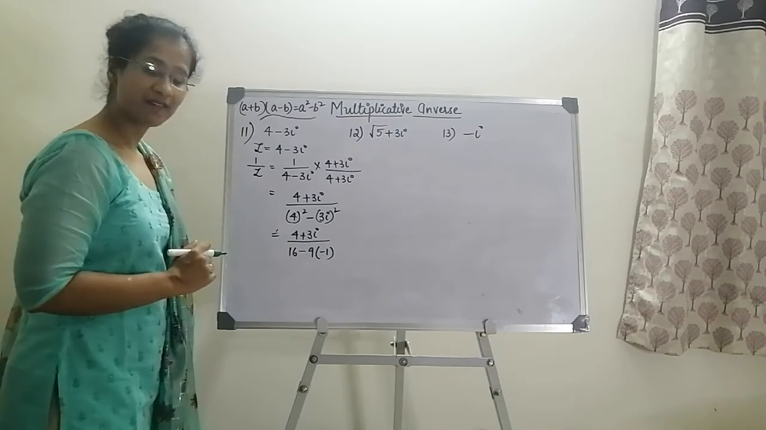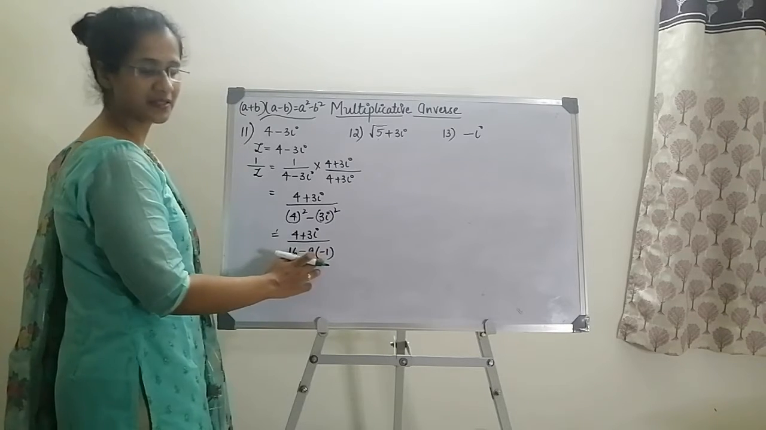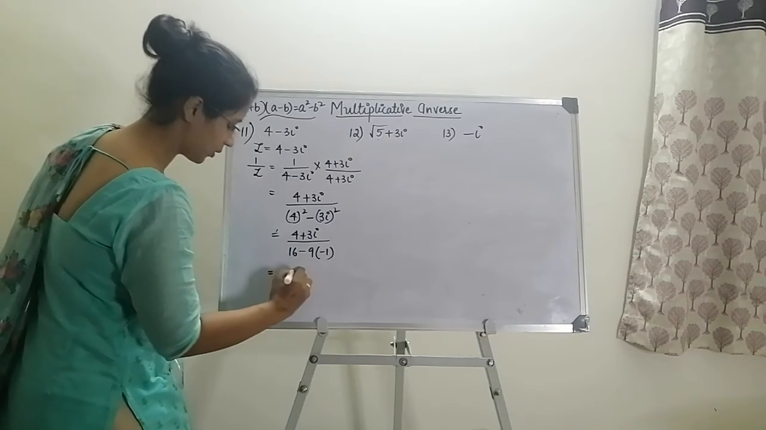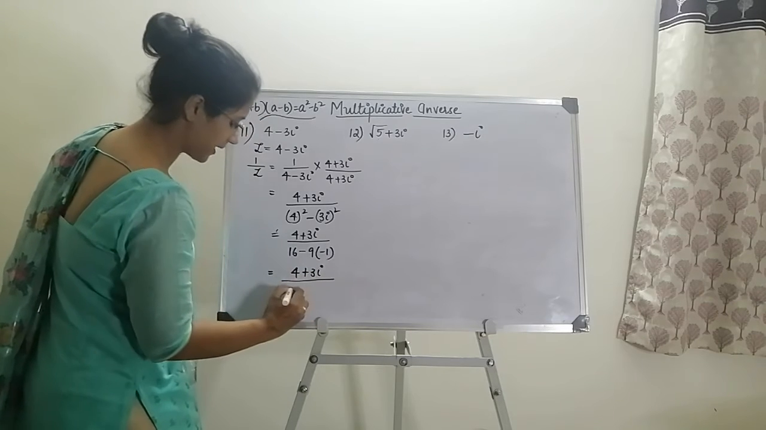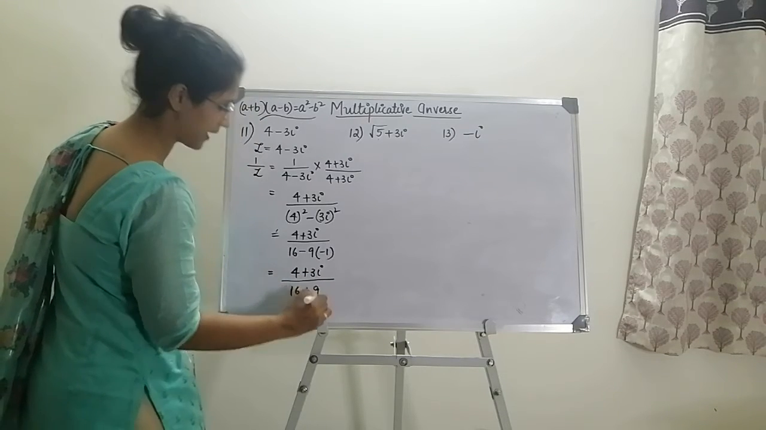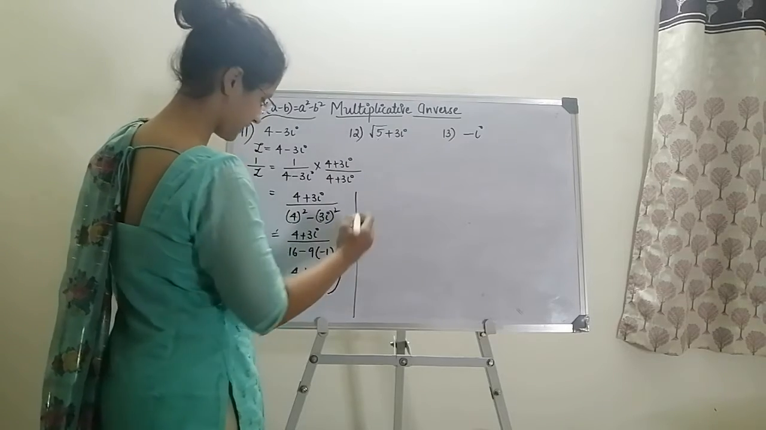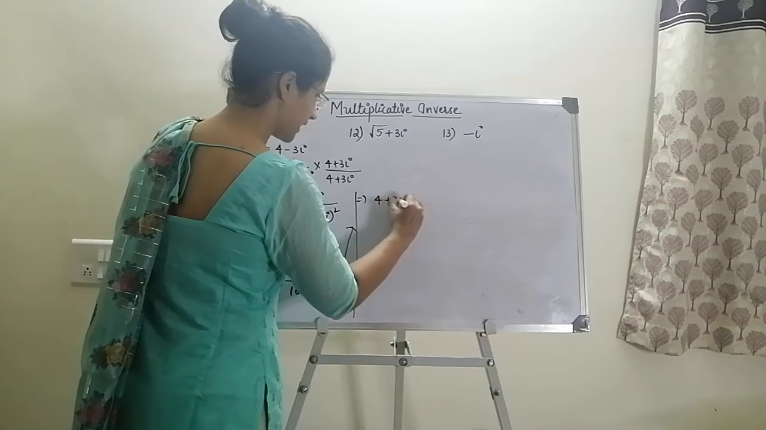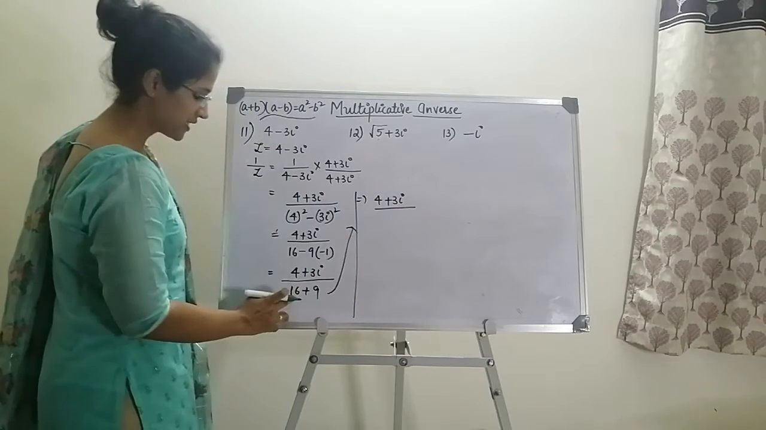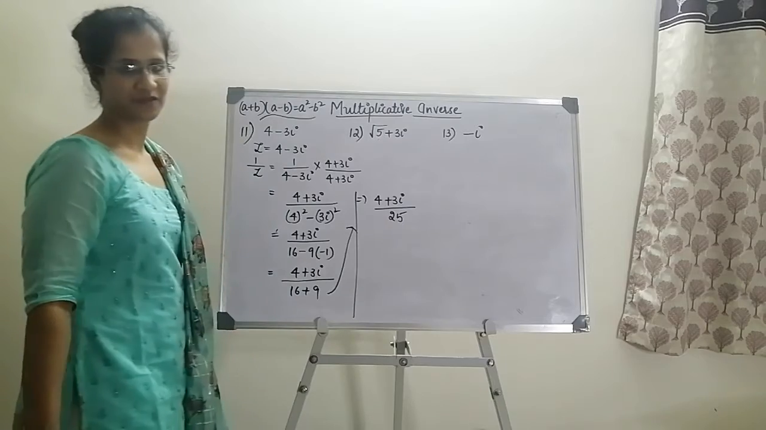Why minus 1 have I written? 3 square is 9. i square is minus 1. So the denominator now is 16 plus 9. I'll just continue with the rest of the steps. So this can be written as 4 plus 3i divided by 16 plus 9, which will give me 25.